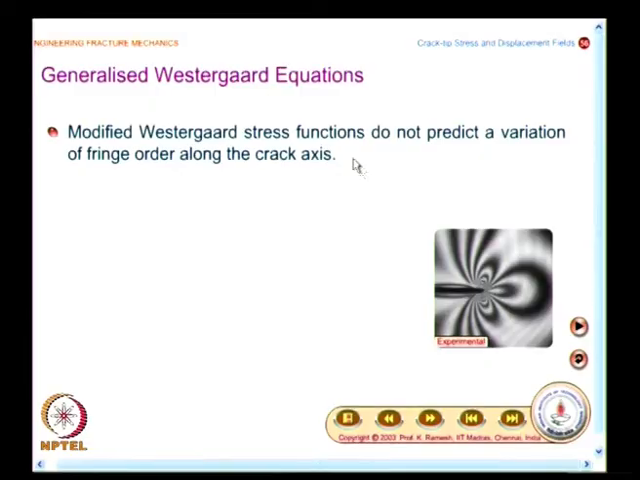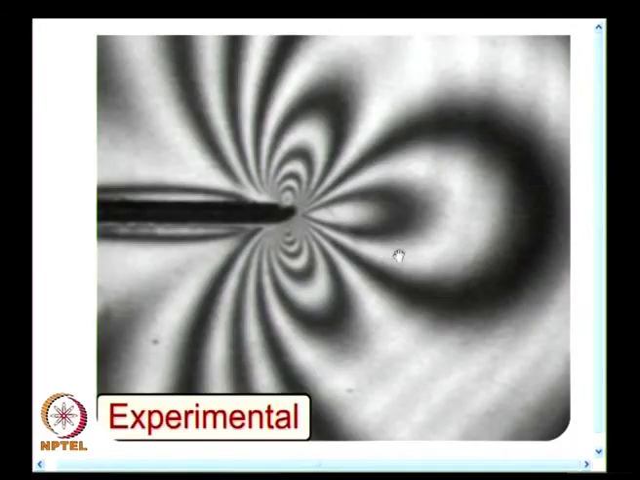it was not predicting any fringe order along the crack axis. At least the modification by Irwin said that you need to have a constant fringe order along the crack axis. But what you see in reality, in certain situations, you see fringe patterns like this. So, what you find here is along the crack axis you have many fringes. You have fringes forward tilted as well as a frontal loop, and this is obtained in an experimental scenario.